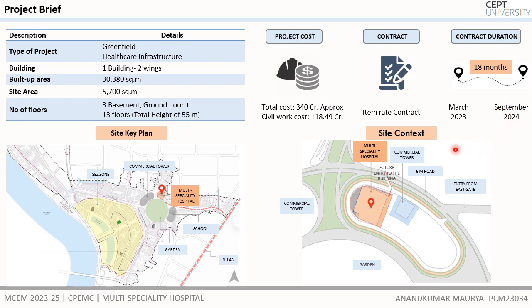The site context shows the boundary of this site, with a nearby 6 meter double lane road and a garden around it. The entry and exit point is toward the east direction of the road, which connects to National Highway 48. Further, we go for the tools of quality in construction quality management.